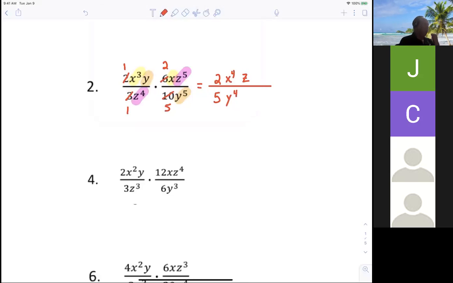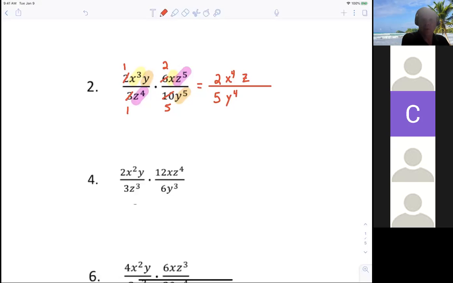Now, your job is to make sure that you understand how I got the variables where they are, whether they go in the numerator or whether they go in the denominator. Does anybody have any questions? Anybody have any questions? Speak up for me. I can't hear you. Anybody have any questions? I understand how you got the letters, but how did you do the first part?